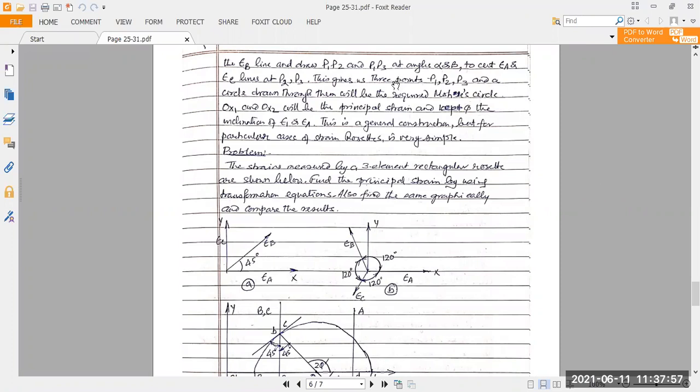Now let us discuss two mathematical problems. One I have already discussed, but possibly the repeat will help you a bit better. Now the problem was like this.